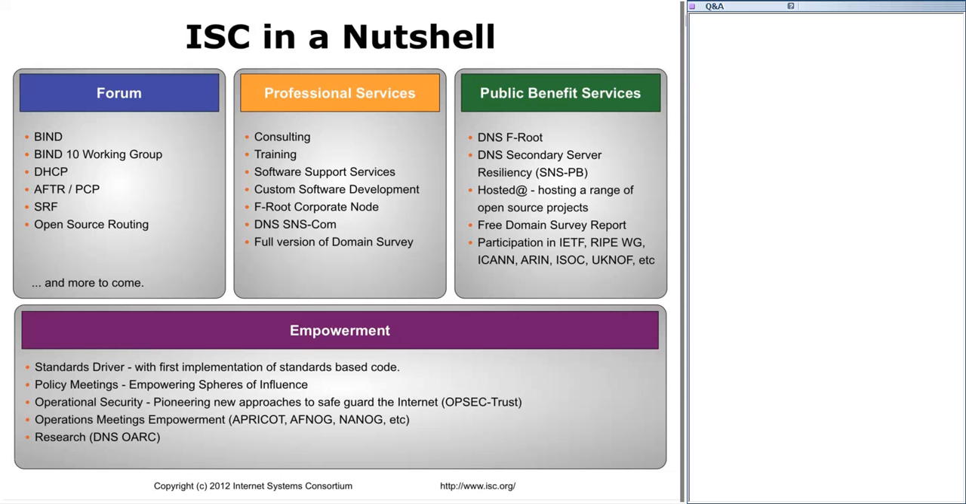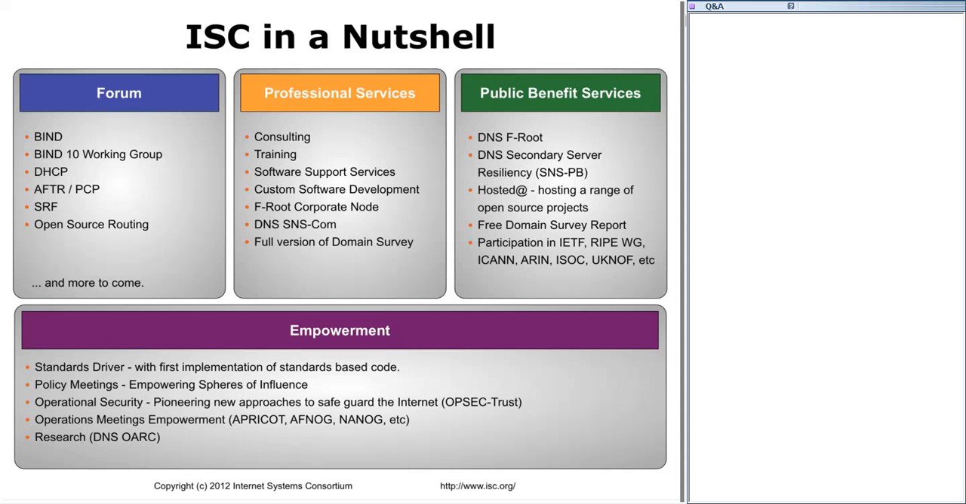We run FRoot, which is one of the 13 root name servers for the DNS. And we run that as a public benefit service on, I think, over 70 locations in the world. We also do corporate nodes for FRoot inside corporate infrastructures. And then we have our SNS service. That's our secondary name server service. We have both a public benefit version of that, which serves a lot of public benefit organizations' DNS resiliency needs, and then we also have a corporate version of that, SNS-COM.